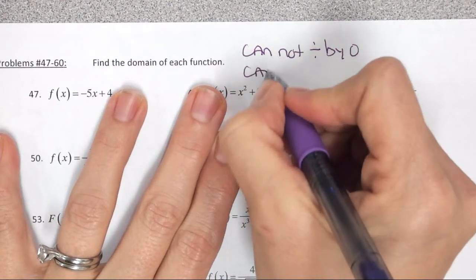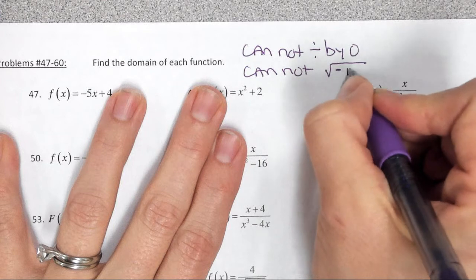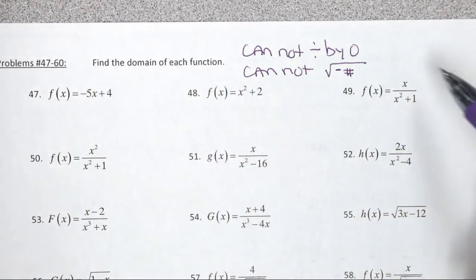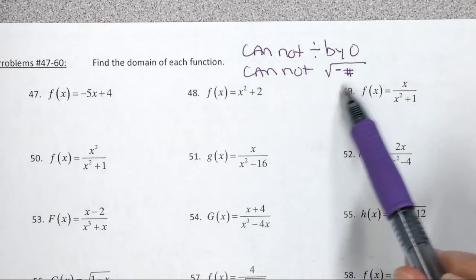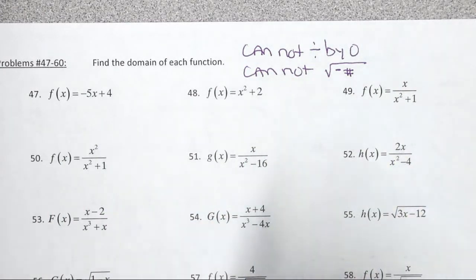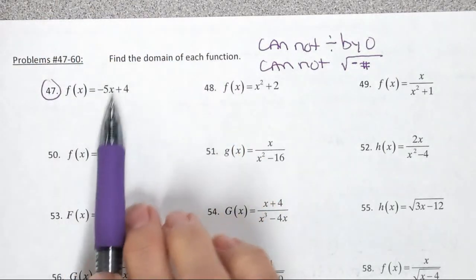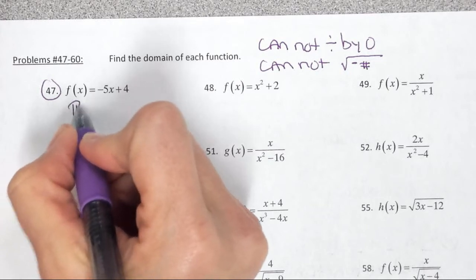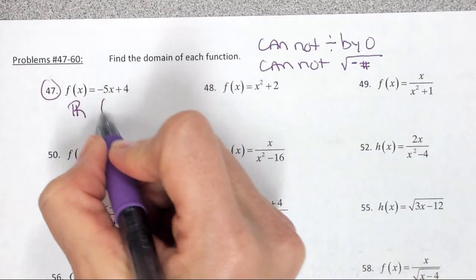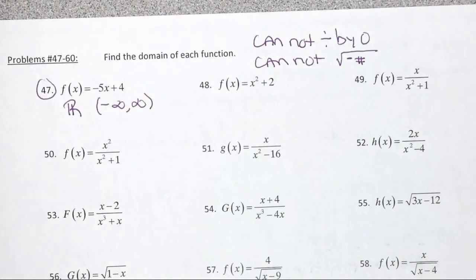And we cannot take the square root of a negative number. Okay? If either one of these aren't going on, if we're not dividing, and if we're not taking the square root, then your domain is going to be all real numbers. So look at 47. On 47, there's no division, there's no square root, so my domain is all real numbers. Some people write the symbol, some people use interval notation. Both of these mean the same thing.